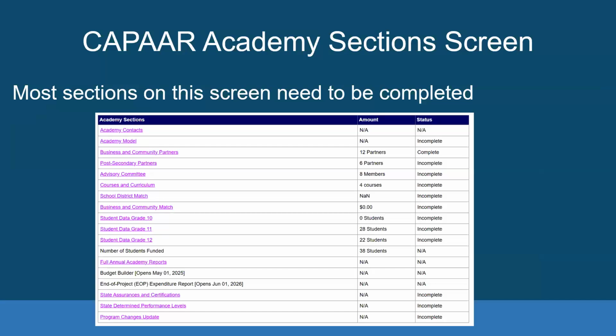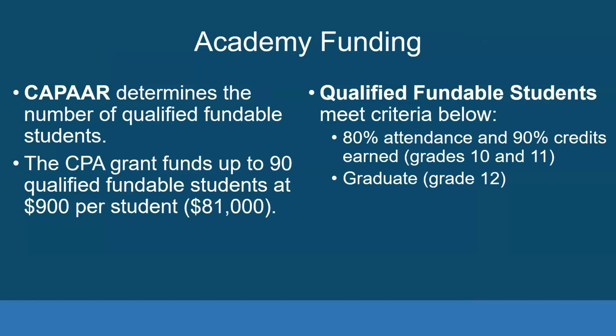These are all the different sections of the CAPAAR report. Most of these sections will need to be completed, and we'll walk through them one by one in just a moment. Notice on the right-hand side there's a column that says status. As you go through each section and save and submit it, this status will change from incomplete to complete. Once everything is complete, you'll have a button to submit the report. All right.